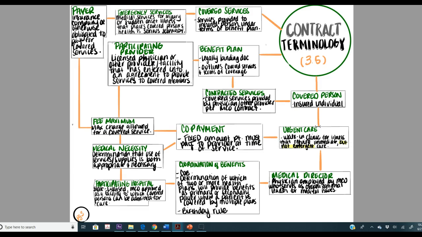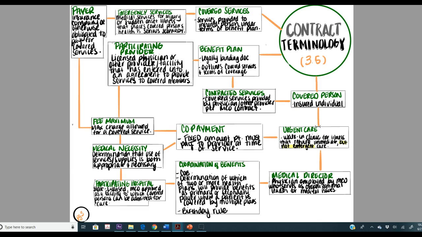So for example, for our children, if they have insurance through me and insurance through my husband, my birthday is in May, my husband's birthday is in December.